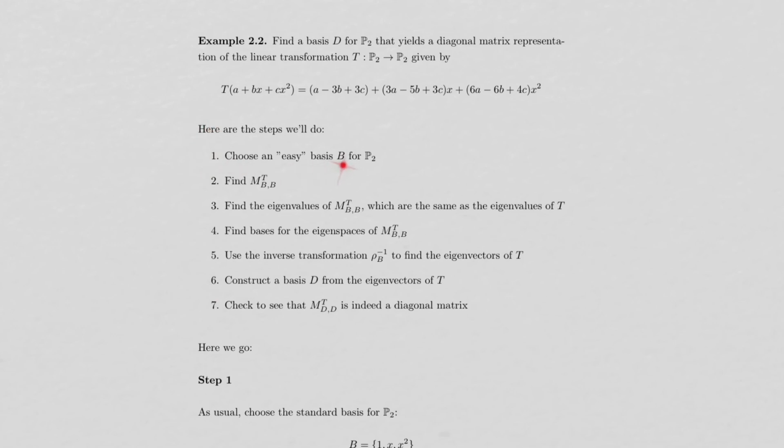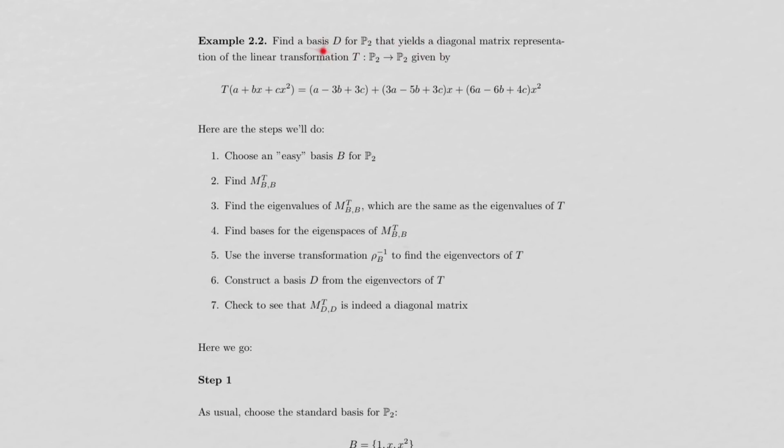First, we're going to choose an easy basis, B, for P2, like the standard basis for P2. We're going to find the matrix for T relative to B. We'll find the eigenvalues of that matrix. We'll find the eigenvectors of that matrix. We'll use the inverse coordinate transformation to find the eigenvectors of T. And then we'll construct a basis D from the eigenvectors of T. And we would be done.